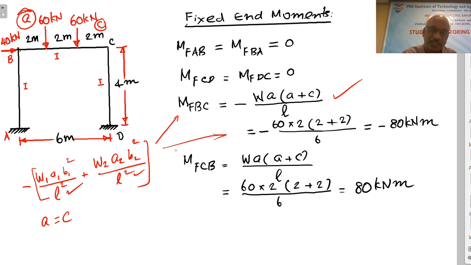So what I want to say here is, this formula is already known. It can also be used provided this condition is satisfied: when W1 equals W2 and they are located at an equal distance from the ends. In that case, we can use the formula. That is about the fixed end moments.